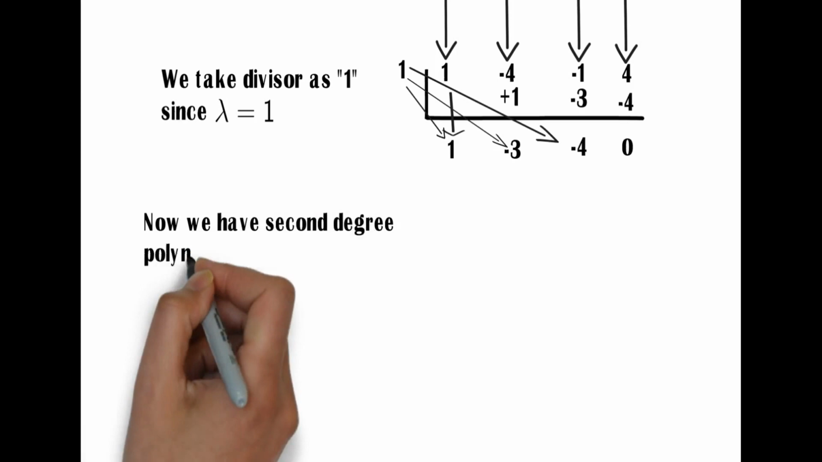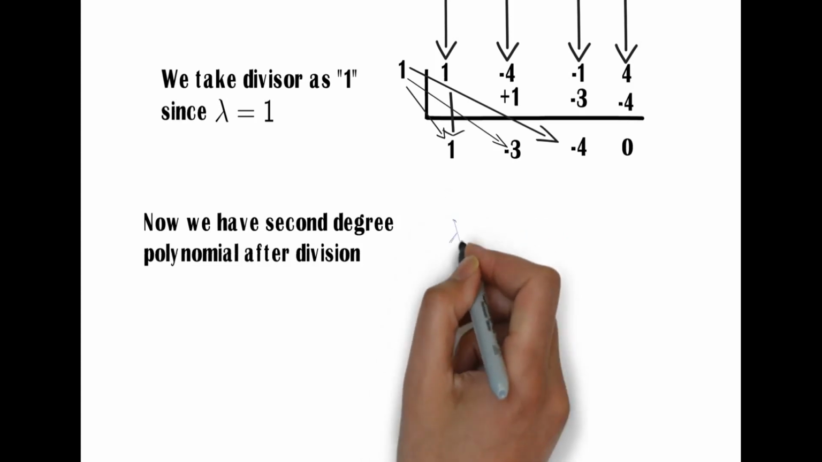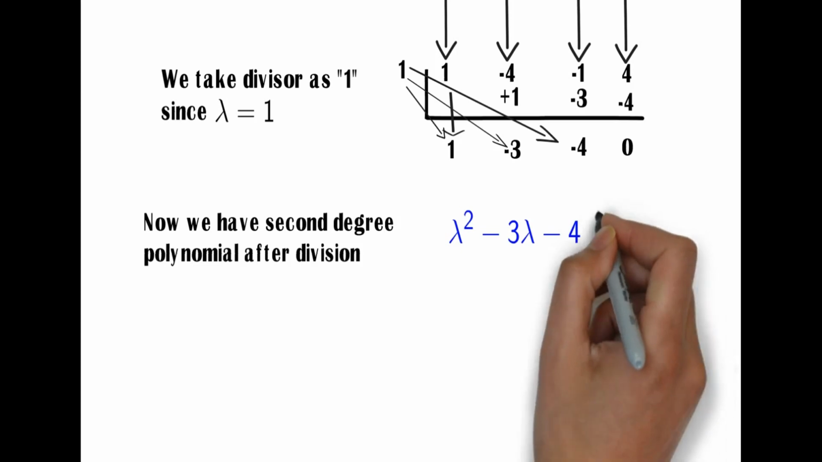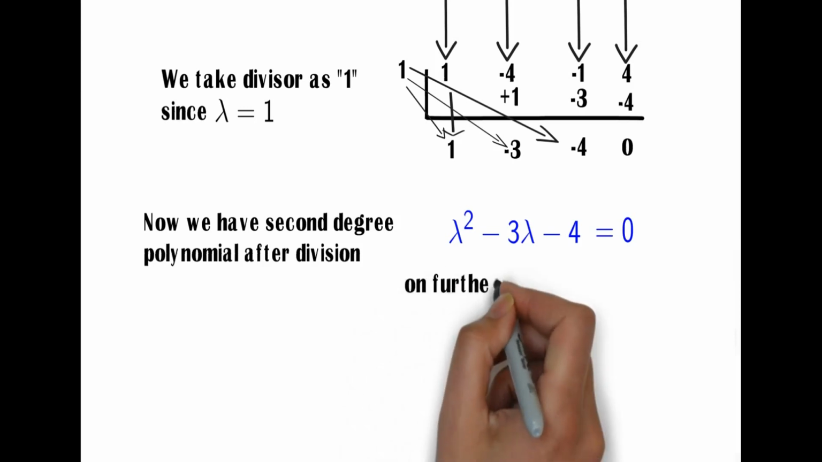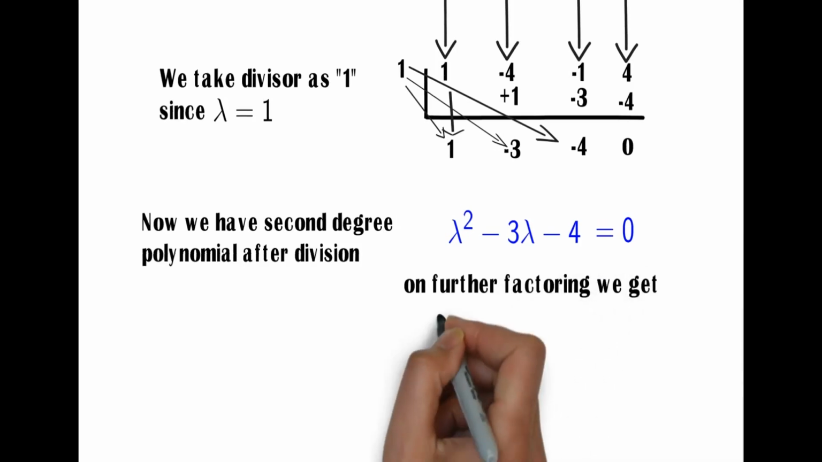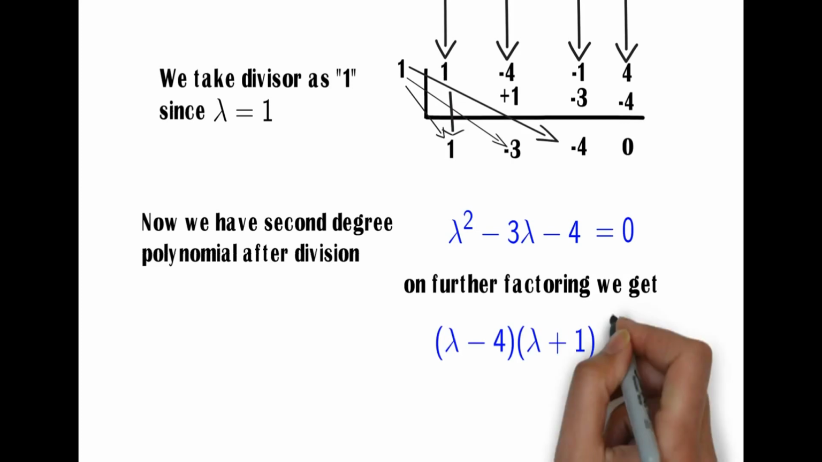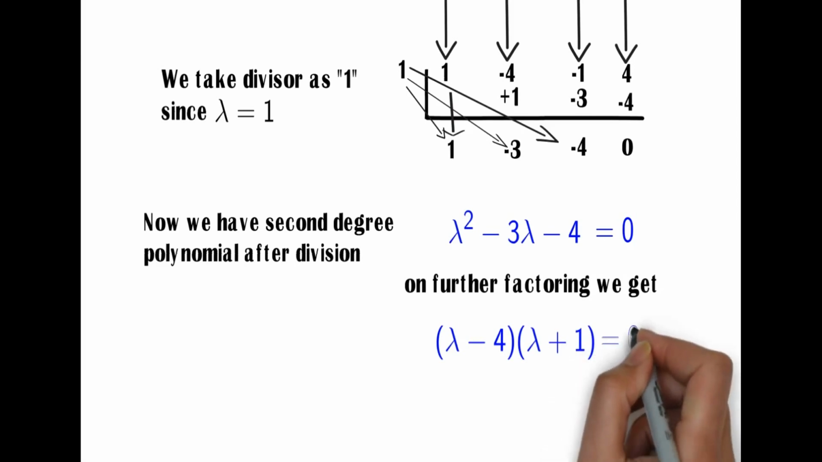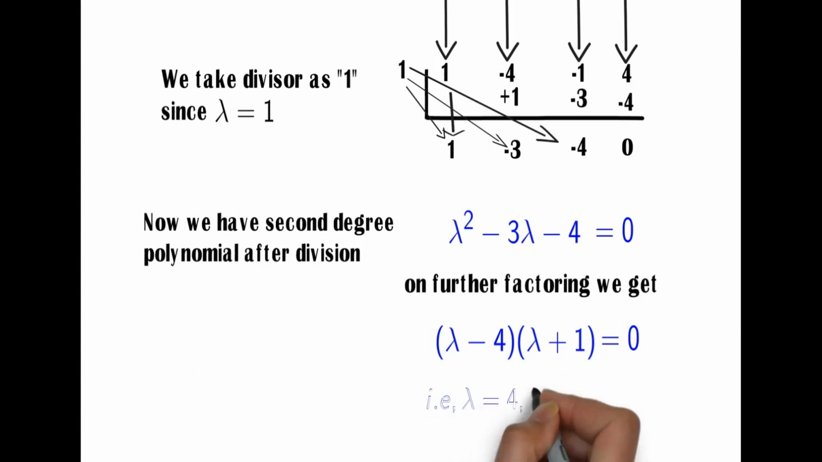Now we have a second degree polynomial after division. Lambda square minus 3 lambda minus 4 equal to 0. On further factorizing lambda square minus 3 lambda minus 4 equal to 0, we get the factors as lambda minus 4 into lambda plus 1 equal to 0. Then we get the result lambda equal to 4 and lambda equal to minus 1.